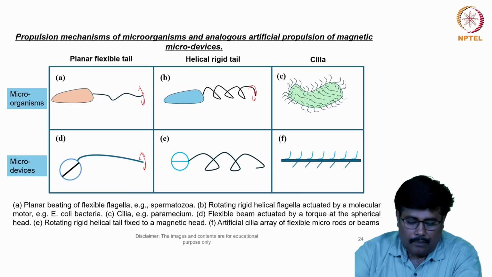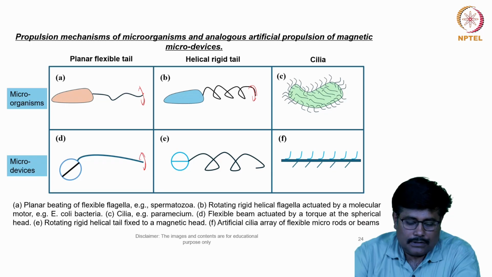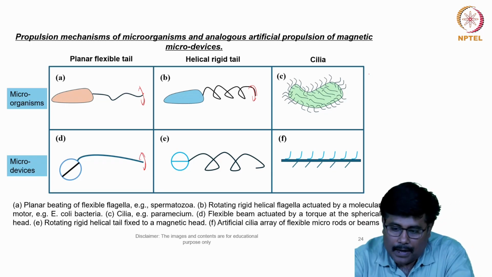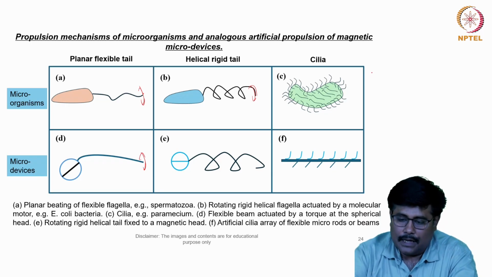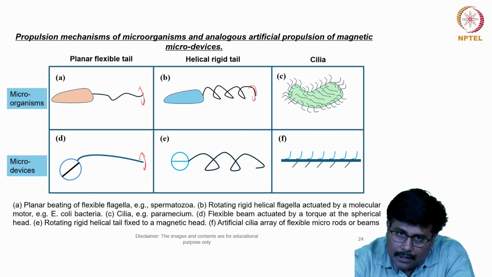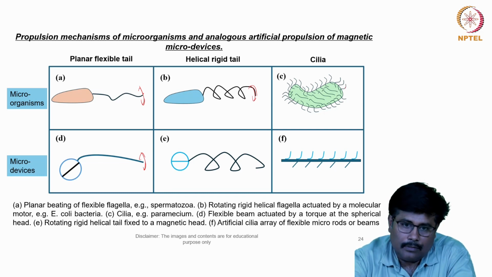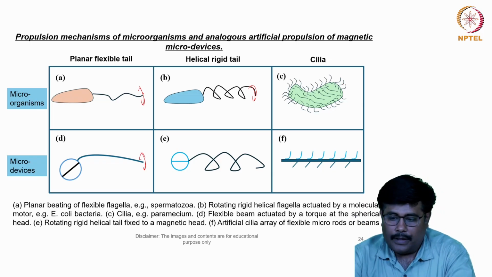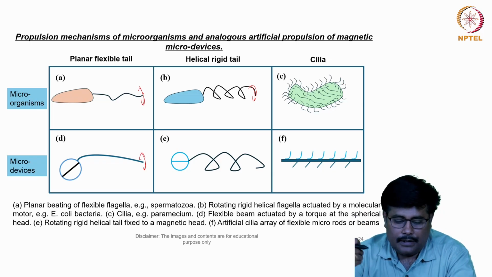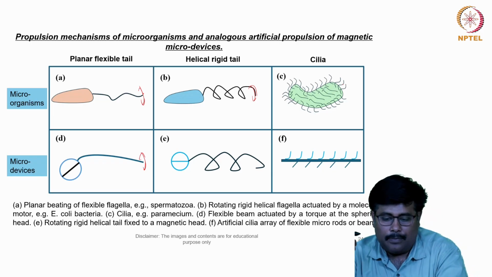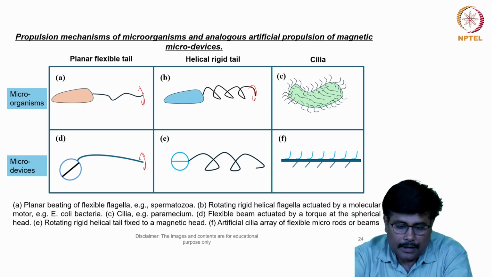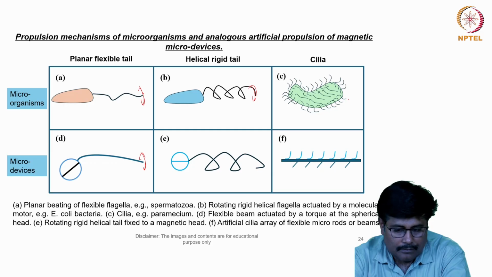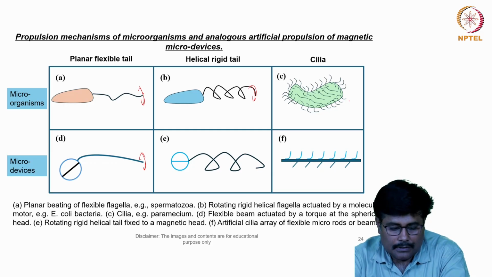Okay. Now we have cilia, as in the paramecium. As far as cilia are concerned, there are a certain number of small nodes available. The main functionality of these small nodes is that when they get actuated, they have the capability of movement. So this is a cilia structure, and paramecium is a very good example of it.